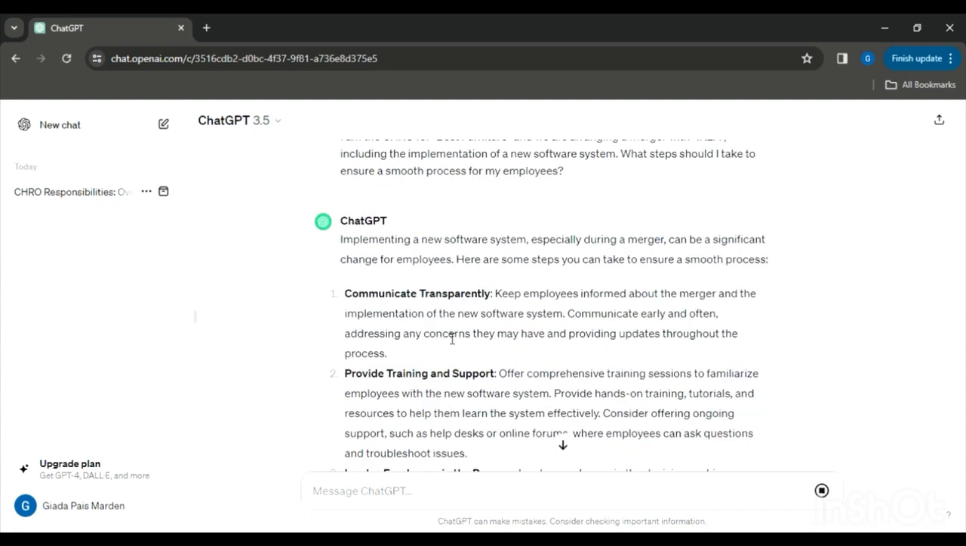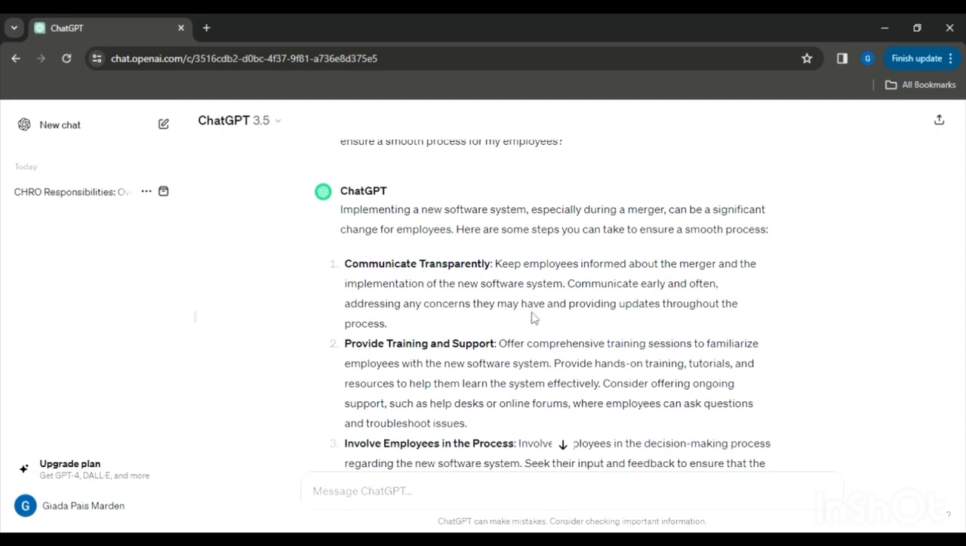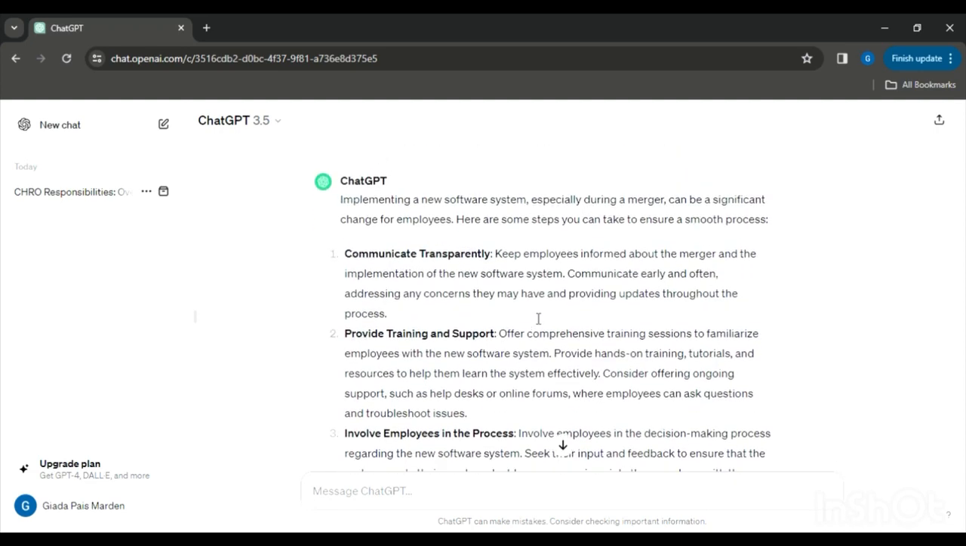And so it starts saying that implementing a new software system, especially during a merger, can be a significant change for employees. Here's some steps you can take to ensure a smooth process. I'm sure you know that putting a new software where you're merging with another big company, it's a risk, but it's also something that can really help you in the long run.